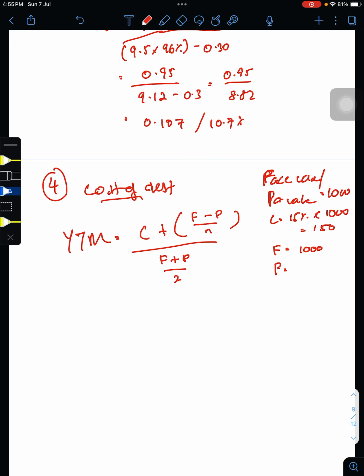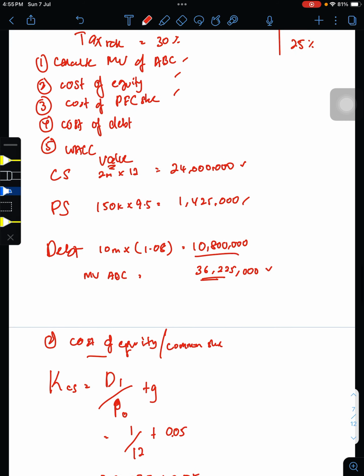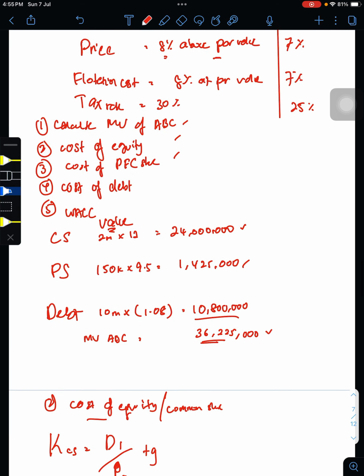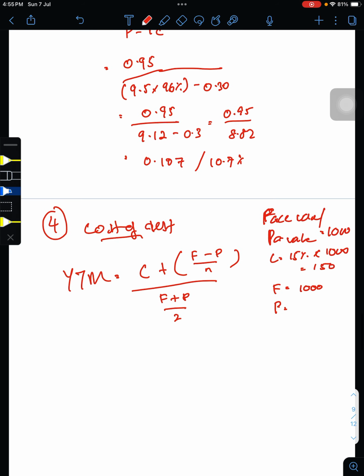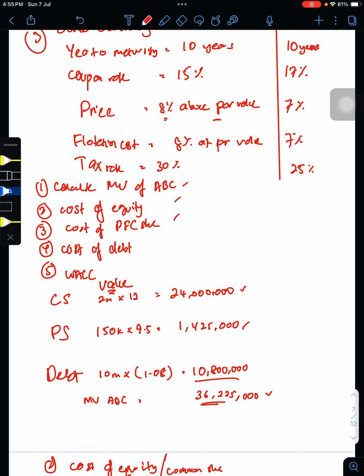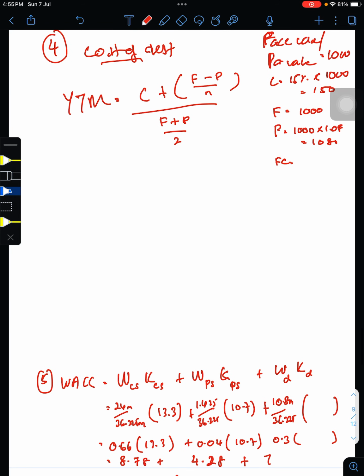Your price is basically how much? It is mentioned here as 8% above par value. So it's 1000 times 1.08, which should give you 1080. Flotation cost, if you read the question, it tells you it's 8% at par value. So it's 8%, not above, it's at, right? So 1000 times 0.08 should give you 80, right?